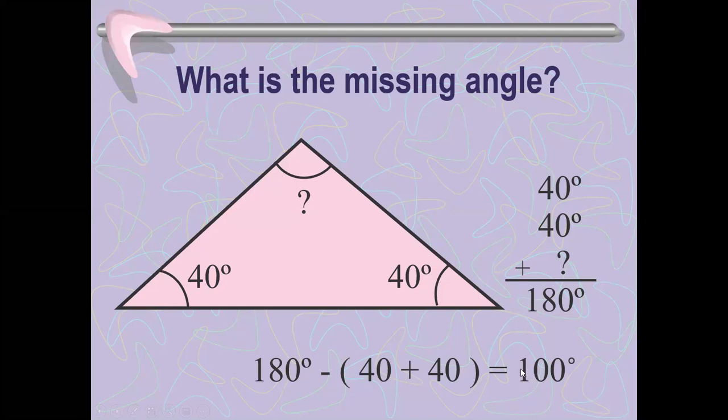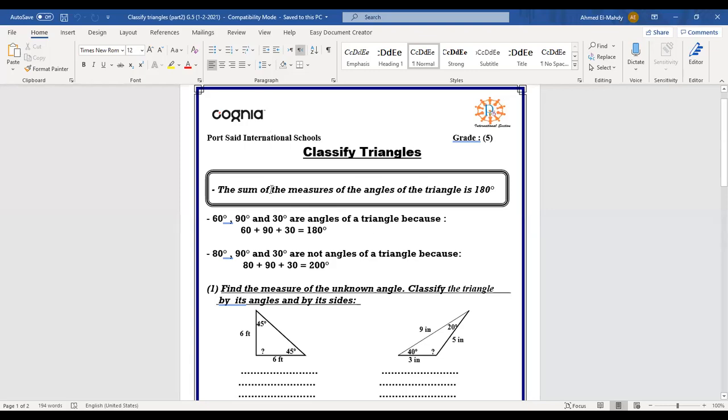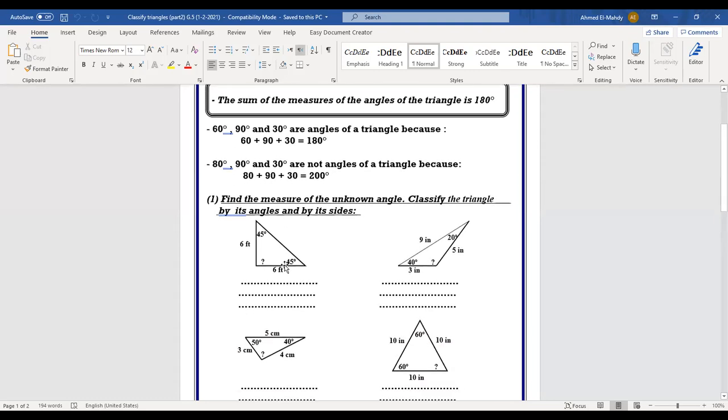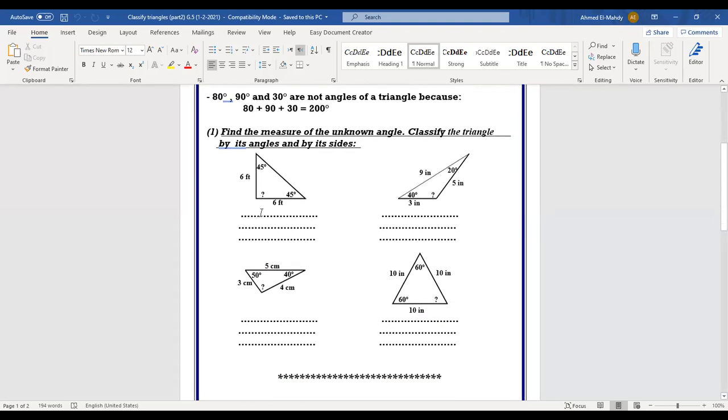Again, in any triangle, the sum of the measures of its interior angles must be 180. Always 180. To find the unknown angle, we subtract 180 minus the sum of the given angles. Now we have an exercise about this idea in our sheet. In this exercise, find the measure of the unknown angle and then classify the triangle by its angles and sides.